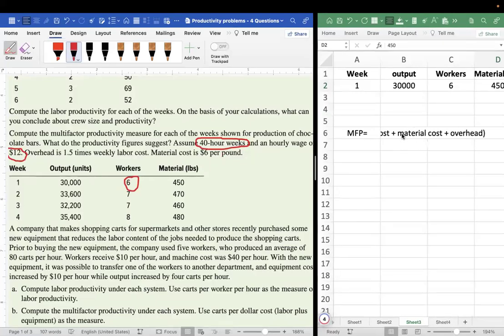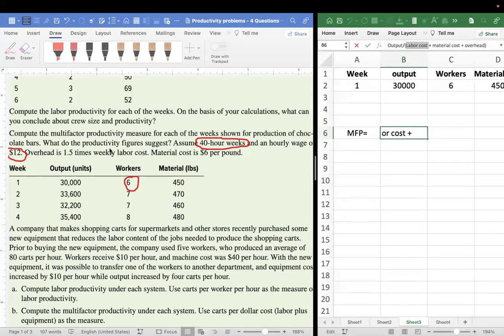So here we have labor cost, and labor cost will be the product of 6 multiplied by 40 multiplied by 12. That's one input in the denominator. The next thing is material cost, which is $6 per pound multiplied by 450, a product of 6 and 450. And the last type of input is overhead cost, which is 1.5 times weekly labor cost. So the labor cost that we calculated earlier, we will multiply by 1.5.